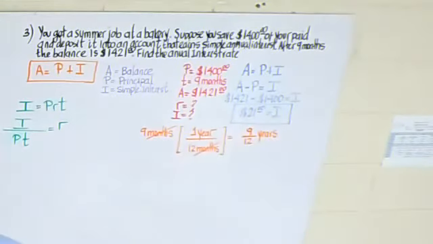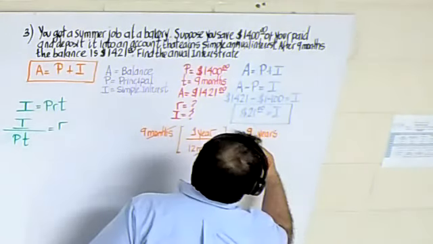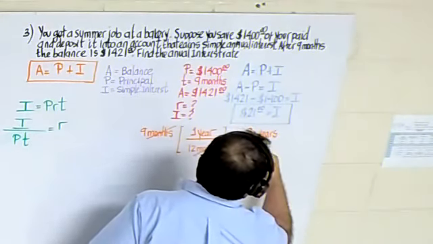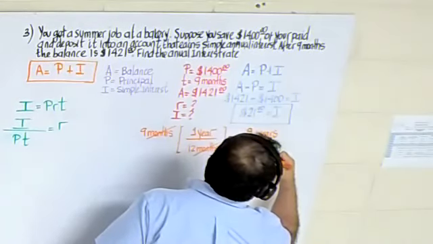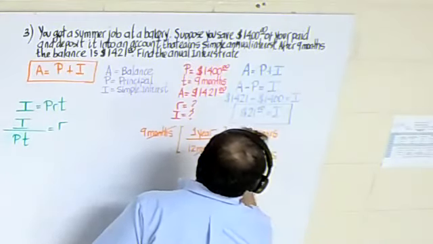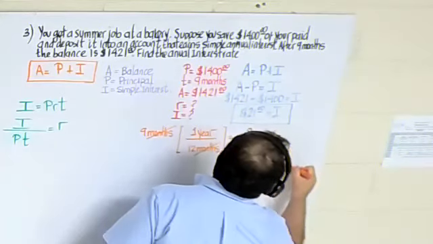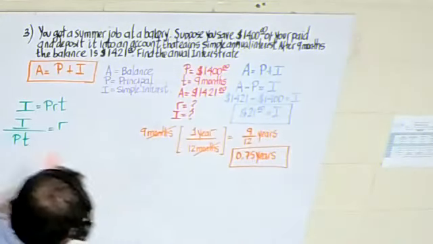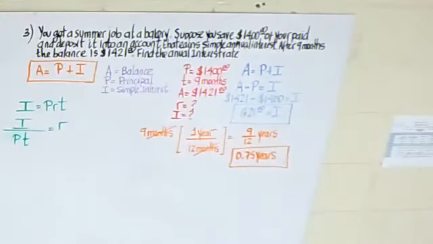And we must divide, obviously, 9 over 12. And 9 divided by 12 is going to be 0.75 years. Yes or no? So this is less than a year. Now, because we know the period of time given in years, we are fully prepared to apply the formula.